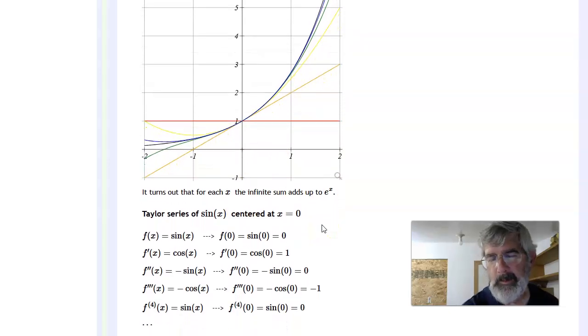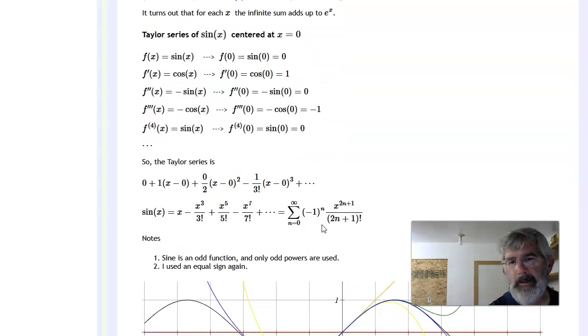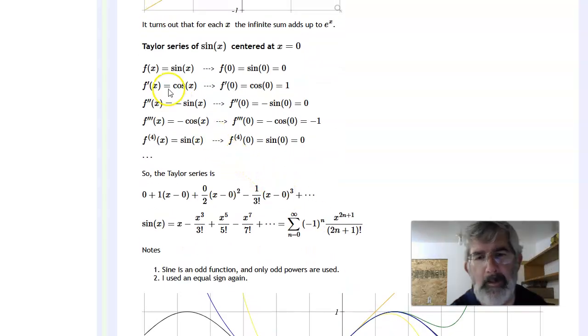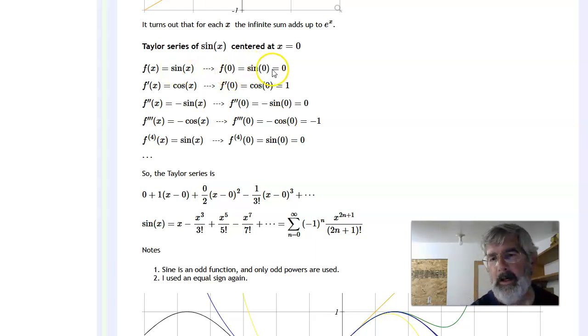All right. Now let's do another example with sine. So I'm going to start with my function sine. If I evaluate it at 0, again, I'm centering it at 0 here, sine of 0 is 0. The derivative is the cosine of x, evaluated at 0 is 1. The second derivative is minus the sine of x, evaluated at 0 is minus 0. Well, minus 0 is still 0.